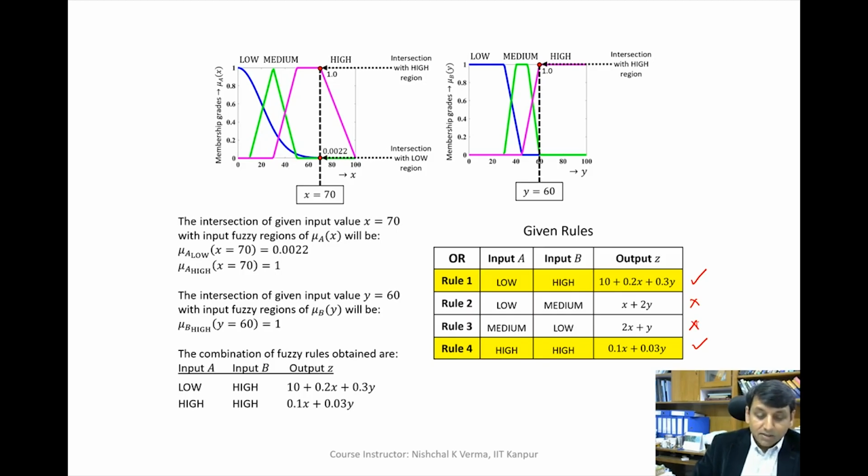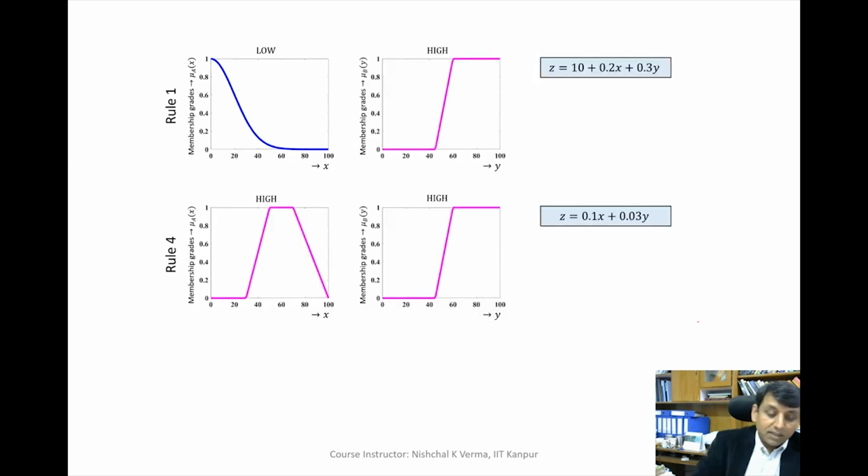So let us go ahead and do that. So here, as I have already mentioned, rule number 1 and rule number 4 are applicable. So let us take rule number 1. Rule number 1 is already given. If you have any confusion, you can refer here.